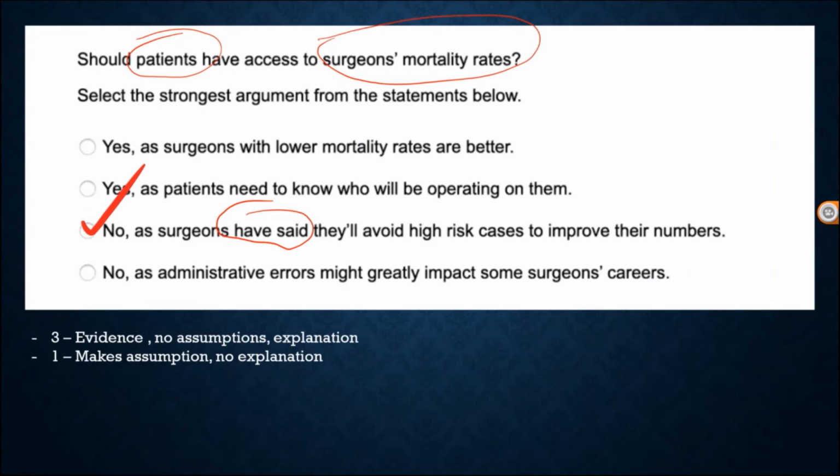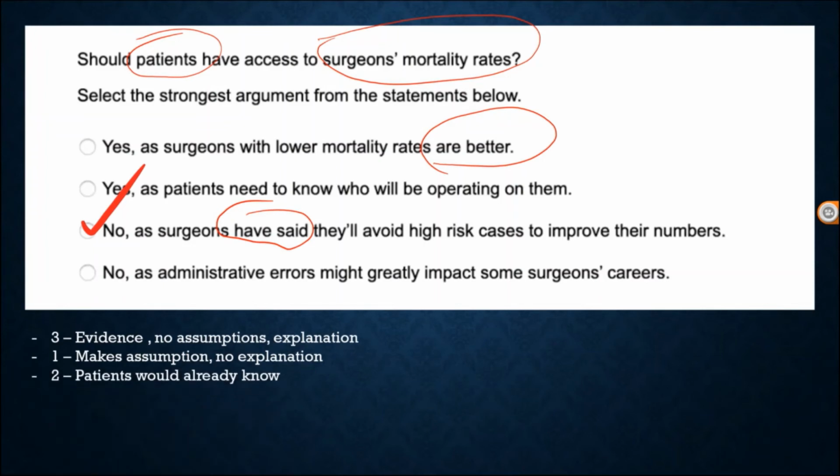Whereas if you look at the first one, it makes an assumption because it says, as surgeons with lower mortality rates are better. Well, we can't say that because a surgeon may have good mortality rates, but he might not be good. He might not have had any difficult operations. So it makes an assumption. So that's why you can rule this one out.